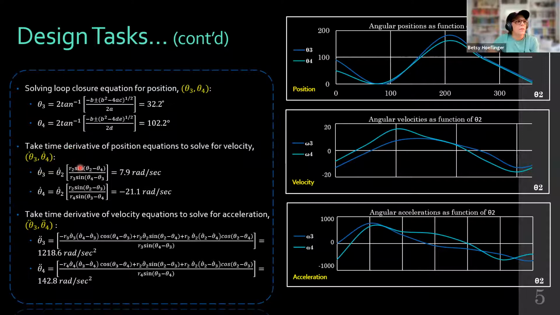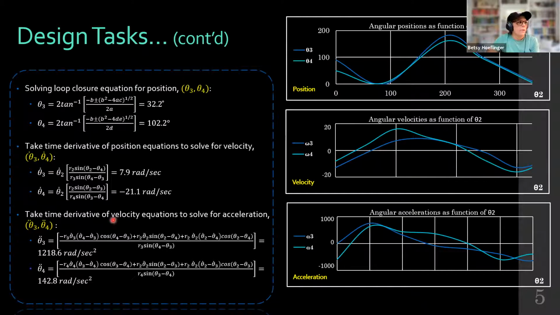And then to find your angular velocities, you take the time derivative of the position equations to solve for your theta3 dot and theta4 dot. So those equations are here. I found theta3 dot, or also known as omega 3, to be 7.9 radians per second, and then omega 4 to be negative 21.1 radians per second. These are both graphed off to the right as a function of theta2 again.